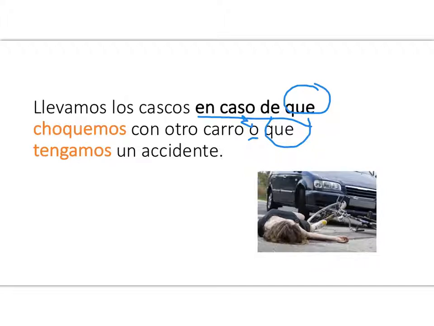In case we what? Why do we wear helmets? We fall or have an accident. What is choquemos con otro carro? Crash, right? Remember that verb from last fall? Chocar. Choquemos con otro carro. Or tengamos, tener, subjuntivo. En caso de que, subjuntivo. ¿Entienden? ¿Sí? ¿Está claro? Okay.